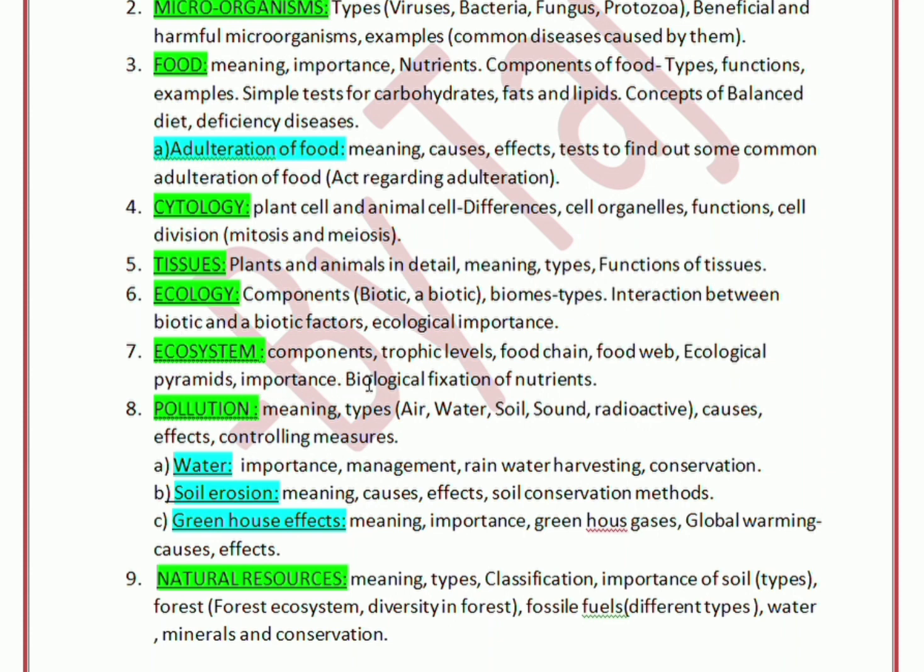Here what you have to learn is about the components, trophic levels, food chain, food web, ecological pyramid, importance of biological fixation of nutrients. All these kinds of concepts you have to learn in the ecosystem.